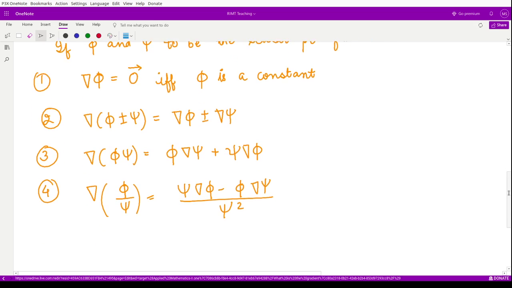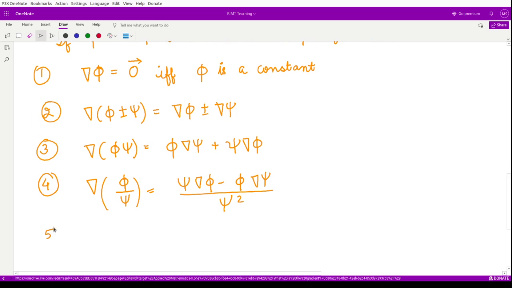Now these are very easy to prove properties, and the last property we have is multiplication by some scalar constant, right? So the function phi is multiplied by c, and then the gradient is calculated. This is equal to calculating the gradient first and then multiplying by c, where we have a condition on c that c is any constant, right? So these are some of the properties for gradient.